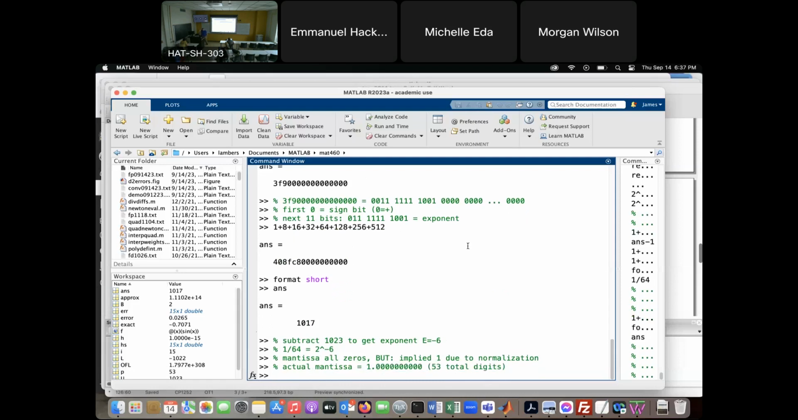So this floating point number is 1, the mantissa, plus 1, the sign bit, times 2 to the minus 6, which is the exponent. It doesn't matter how I type it, but the mantissa is representing 53 total digits, so I wasn't going to type out all 53. But if you want to type out 53 zeros, you can.